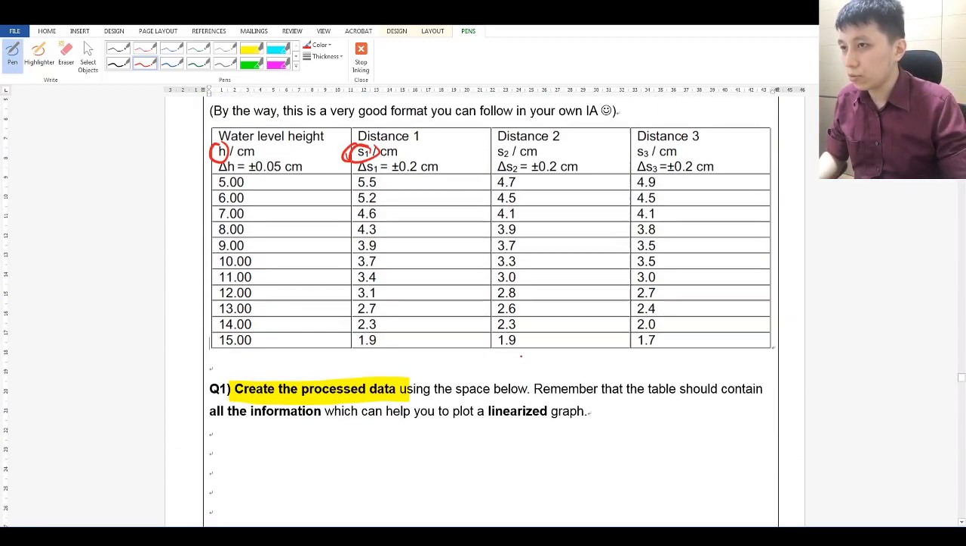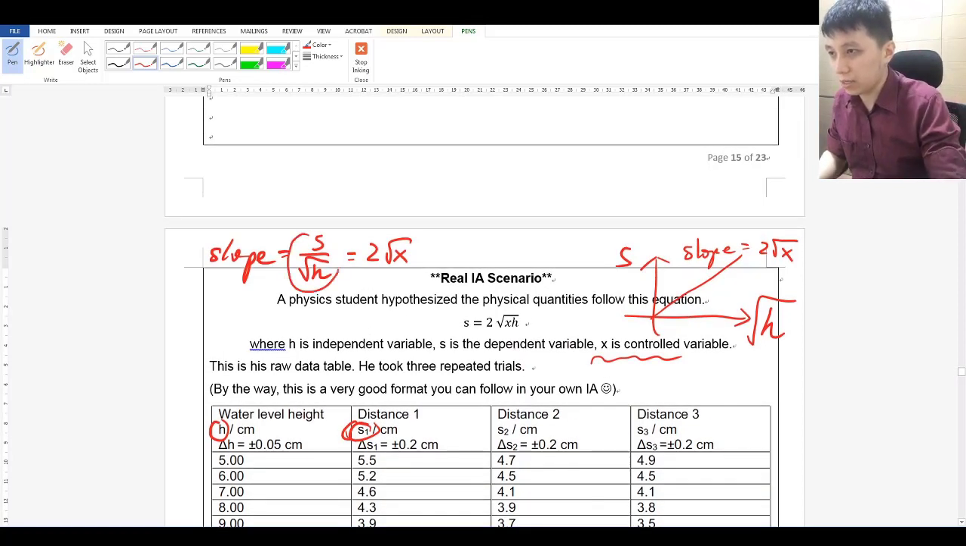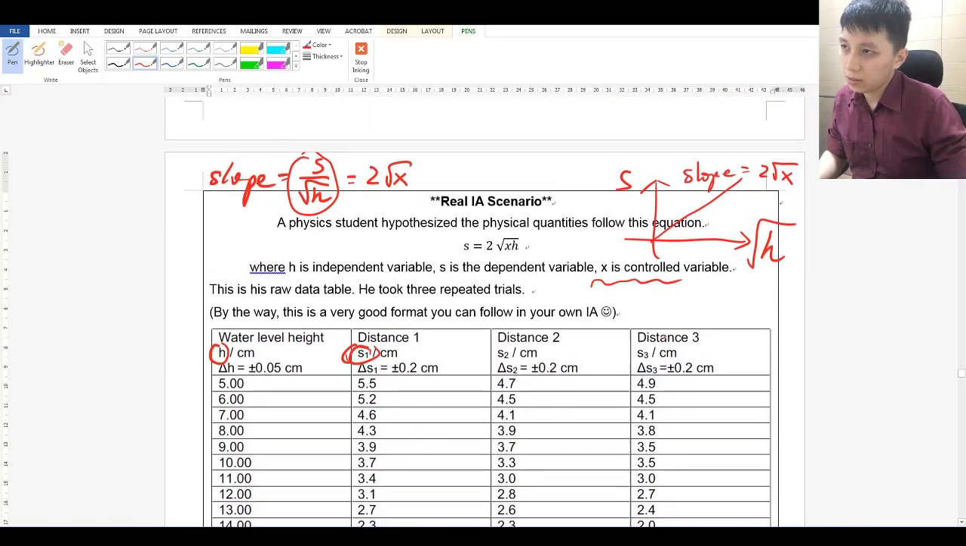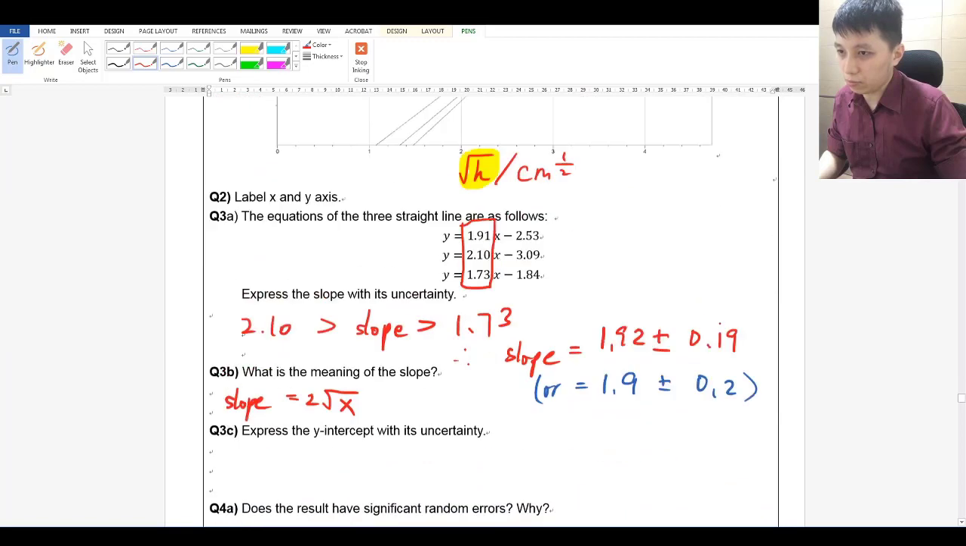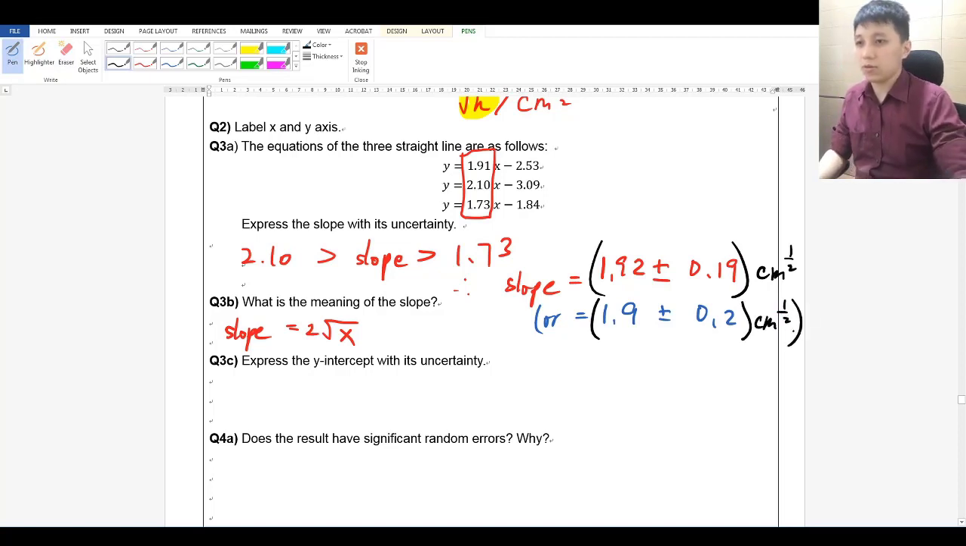If you really want to work out the unit for the slope, then you could actually deduce it from here. That's actually cm divided by cm root. So actually it should be root cm as well. That should be put here, because it was cm divided by cm root. So yeah, root cm will be the unit. I'll just do it here. This will be the unit that you should express also for the slope.